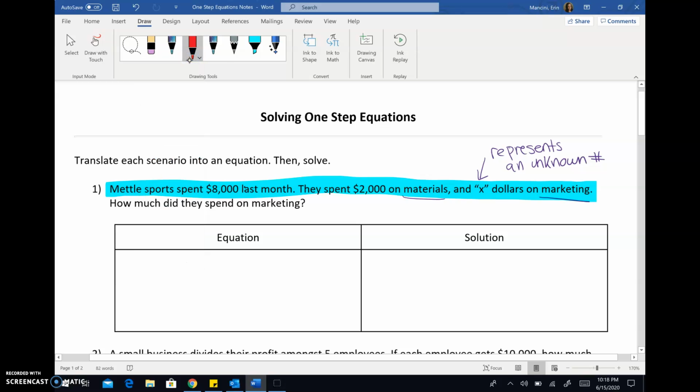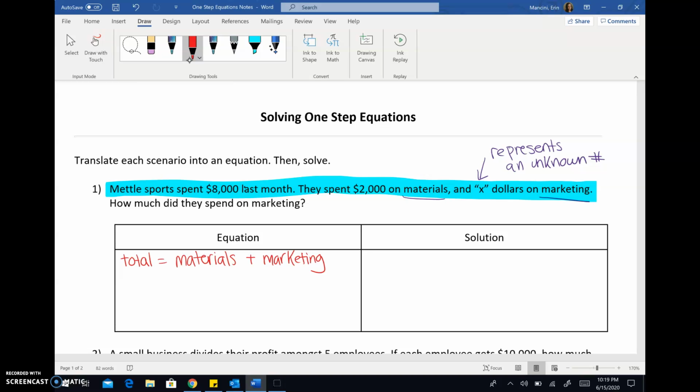Okay, so we're talking about how much money they spent. In total, we know they spent $8,000, but the total is made up of materials and marketing. So if you take the amount they spent on materials and you add the amount they spent on marketing, you're going to get the total that they spent. Okay, if you just translate in English, that makes sense, right? Materials and marketing costs would be the total.